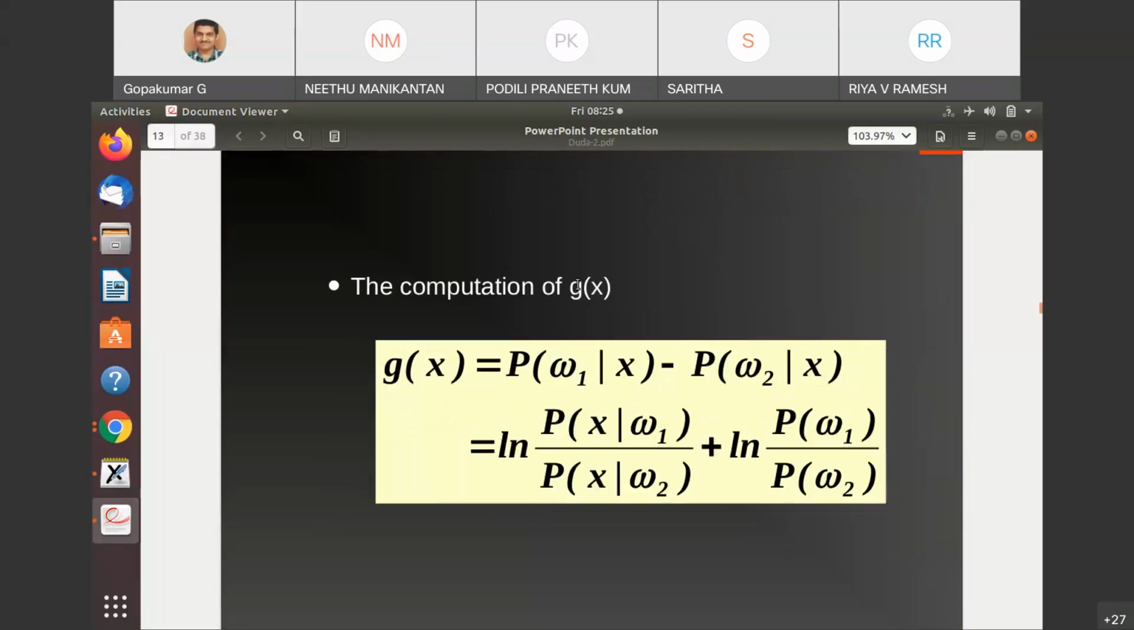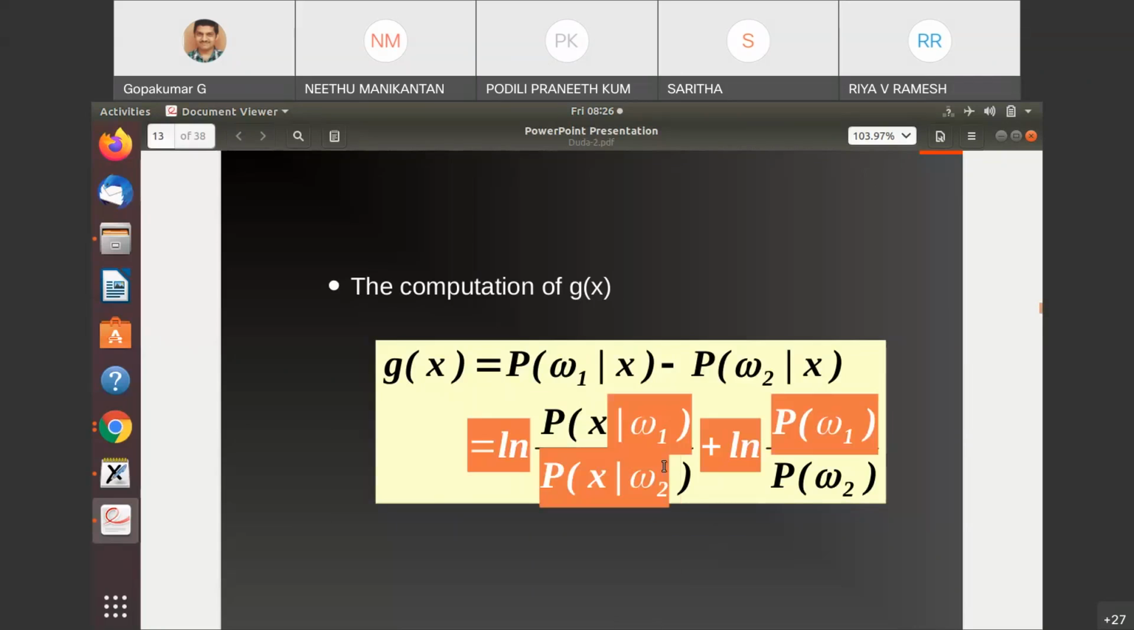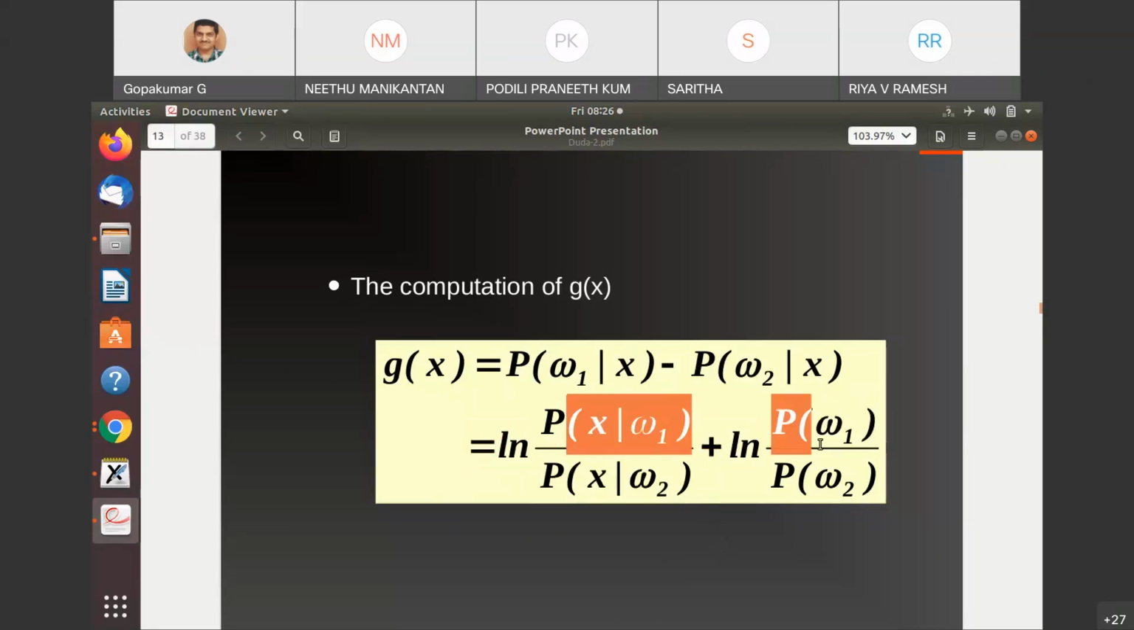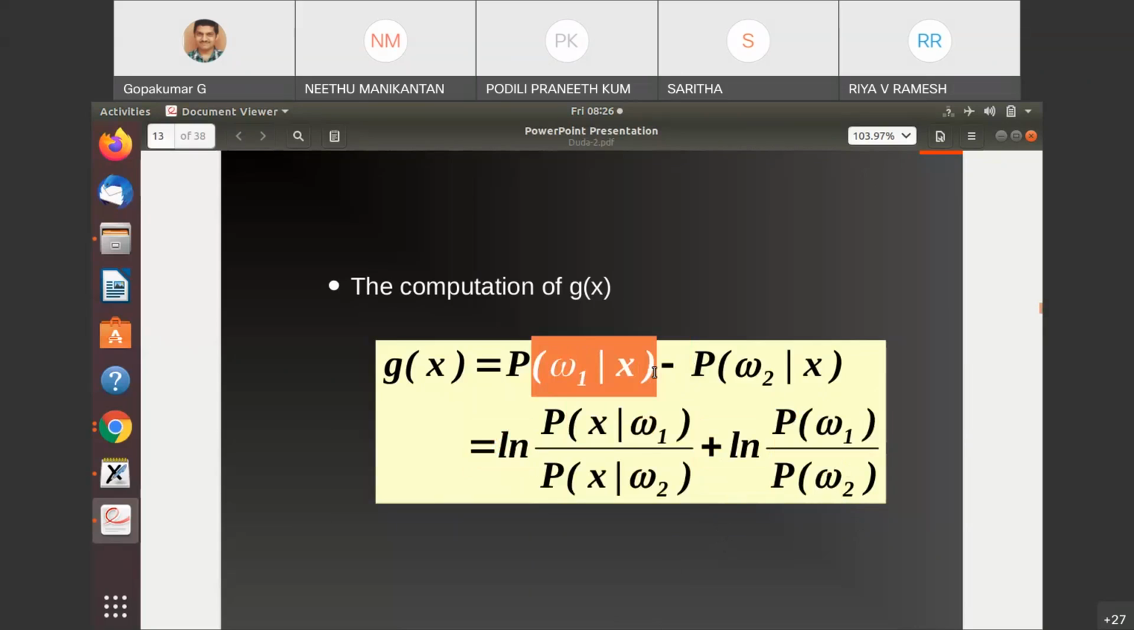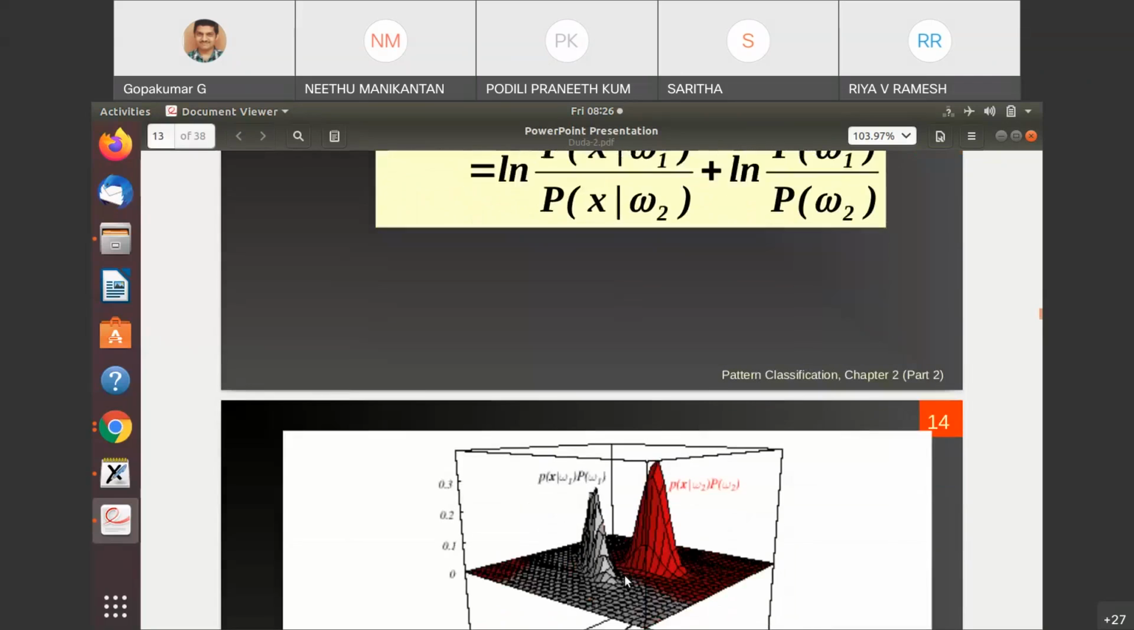And here also we can have the g of x replaced by the previous equations that we have seen. So g of x is actually g1 of x minus g2 of x. So we can substitute this one, and correspondingly if you take the natural logarithm, then we will get this equation. This is a rearranged equation, obtained by substituting the conditional probability and the prior probability, and you will get this particular expression. So that is one thing.